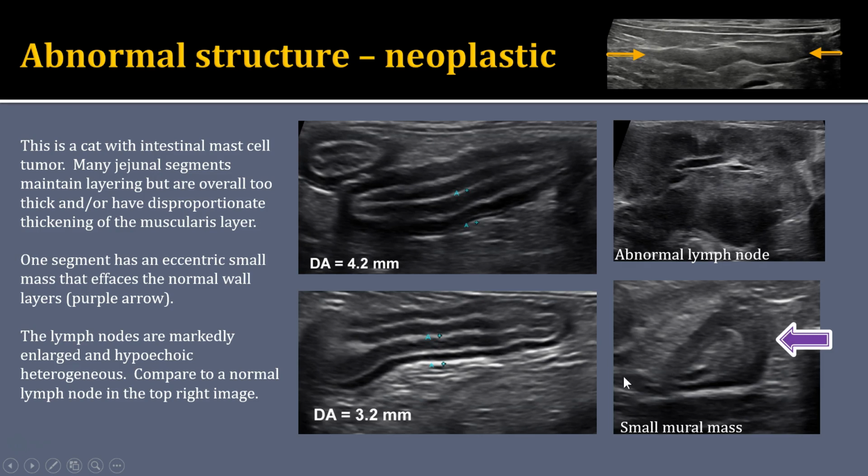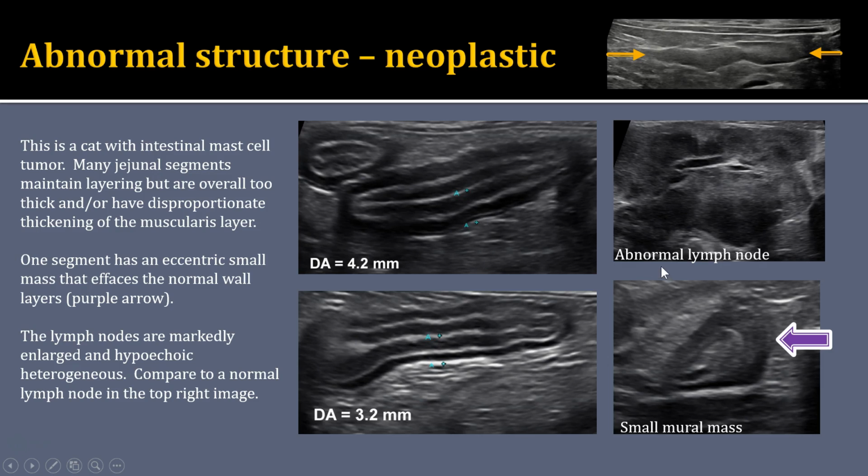But when we look at this intestinal segment, there is actually an eccentric mural mass that is causing loss of layering. It is fairly hypoechoic. A portion of the wall is still normal. So diffuse and focal lesions are going to lead us to think more of a round cell neoplasia. Lymphoma or mast cell neoplasia could do this.